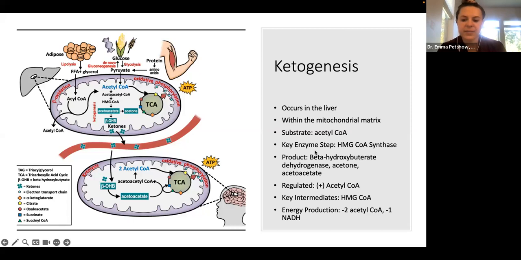Your products are going to be beta hydroxybutyrate, acetone, and acetoacetate. Those are going to be your three products. Ignore the dehydrogenase, that's an enzyme. It's regulated by the concentration of your substrate, acetyl-CoA, and your key intermediate is HMG-CoA. It is going to require a little bit of energy input, so 2 acetyl-CoAs and 1 NADH.